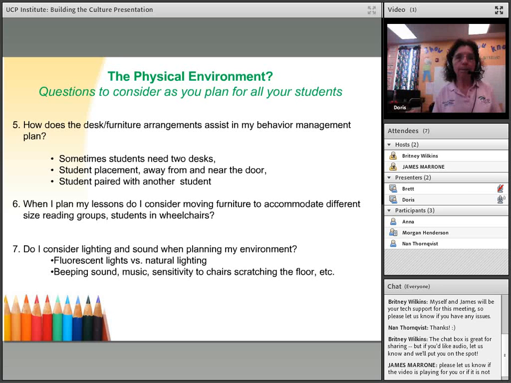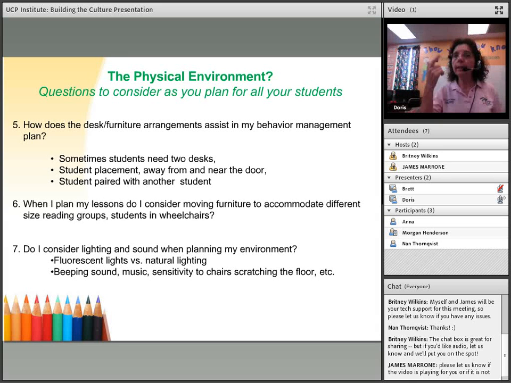with another one. When I plan my lessons, do I consider moving the furniture to accommodate different size reading groups and students in wheelchairs? We talked about moving furniture, but I want to talk to you about reading groups. And I know we have those really nice horseshoe tables, and they fit 5 to 6 kids pretty nicely. But suppose you end up with a reading group that has 6 kids in it, or 7. Or you end up with that kid that needs a little bit more space than the others.